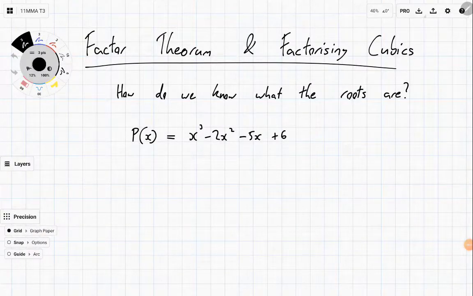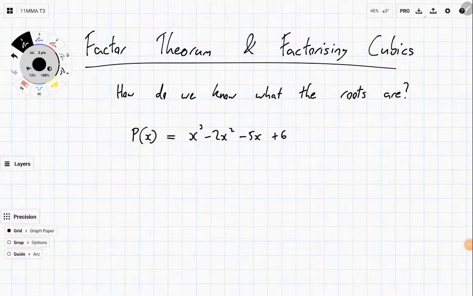Alrighty, so today we're going to be looking at factor theorem and factorizing cubics. And I guess the main question that we're going to ask ourselves is, how do we know what the roots are? How can we figure out the roots? Now, in quadratics, we have a few tricks for factorizing, and that's really useful. But what does it actually mean for something to be a root?